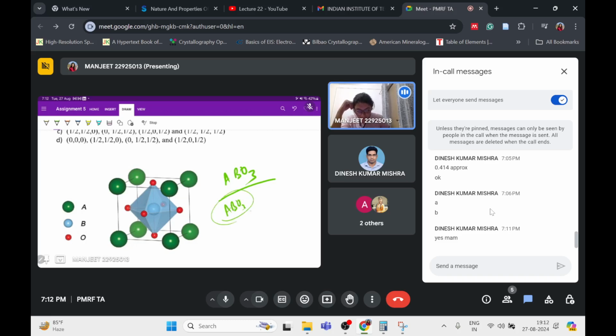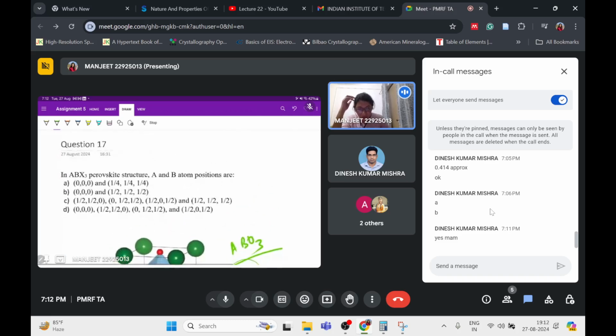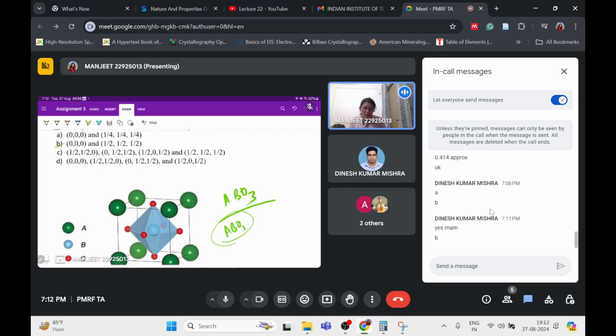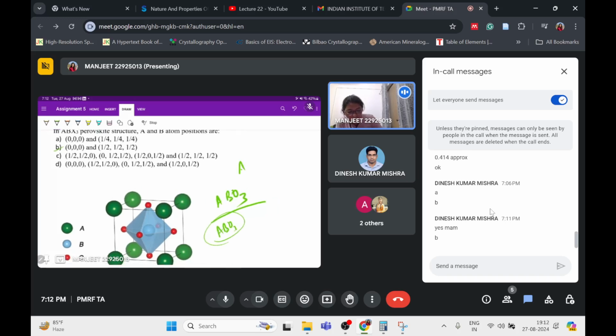So what will be the position of A and B? You have to tell me the position of the A and B atom. B, yeah, B will be the right answer. So the position of the atom, because this A atom is at the corner of the cube. So what will be the motif for this one? Because these are only the corner ones, the motif for A will be 0, 0, 0.